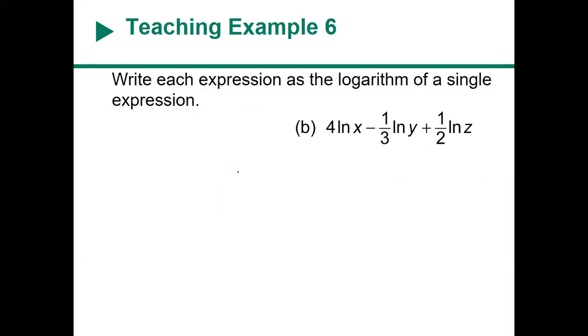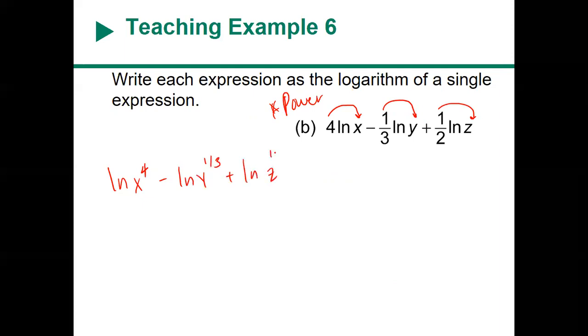Well, and numbers, but now, when we see this, when there's coefficients, we want to use the power rule first. So we want to start with the power rule. So with the power rule, I know that this 4 is going to become an exponent here. This 1/3 is going to come here, right? All that's going to take place. So I'm going to be left with natural log of x to the 4 minus natural log of y to the 1/3 plus natural log of z to the 1/2.